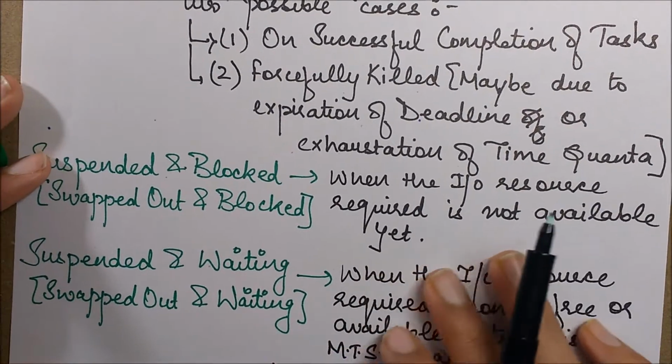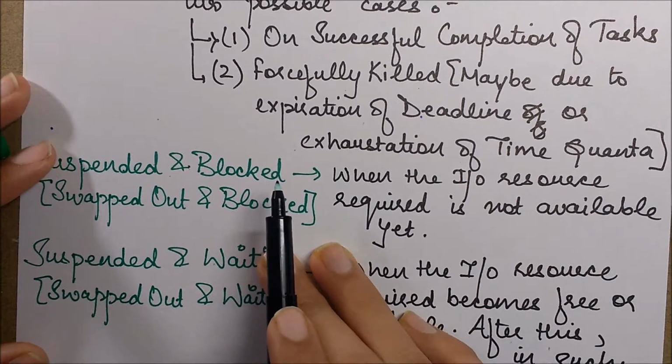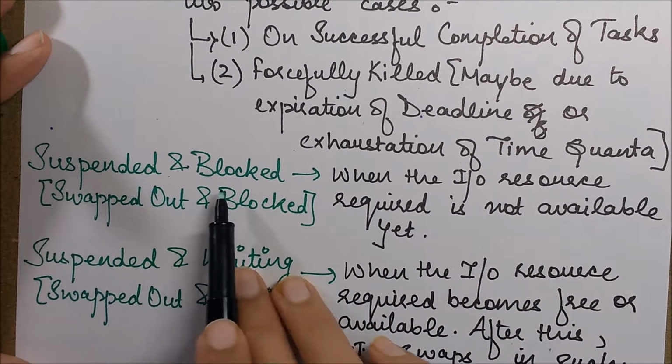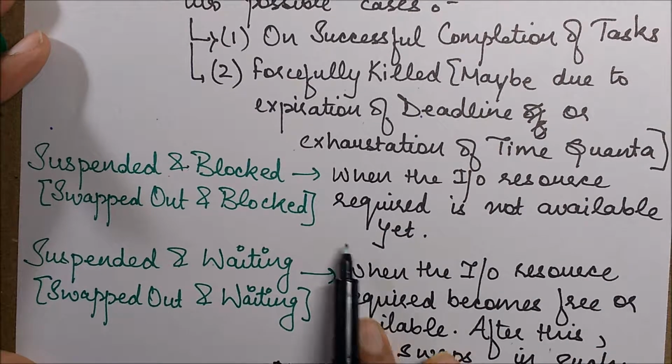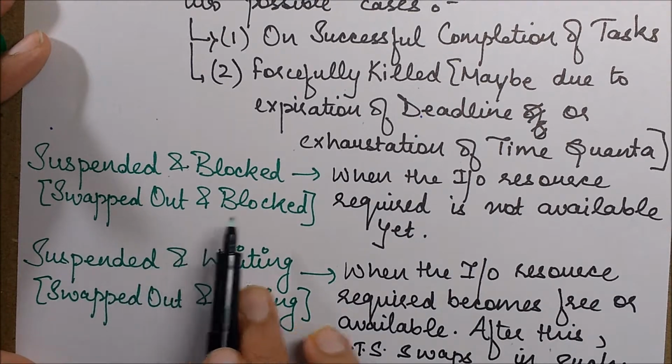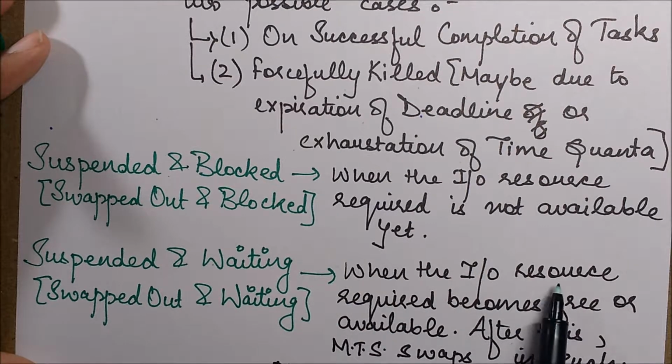Next are the two extra states which we discussed, which exist in the secondary memory. Suspended and blocked: when the input output resource required is not available yet. It is also known as swapped out and blocked state. Next is suspended and waiting: when the input output resource required becomes free or available. After this, the midterm scheduler swaps in such a process to the waiting state for completion of such input output task, and this state is known as the swapped out and waiting state.